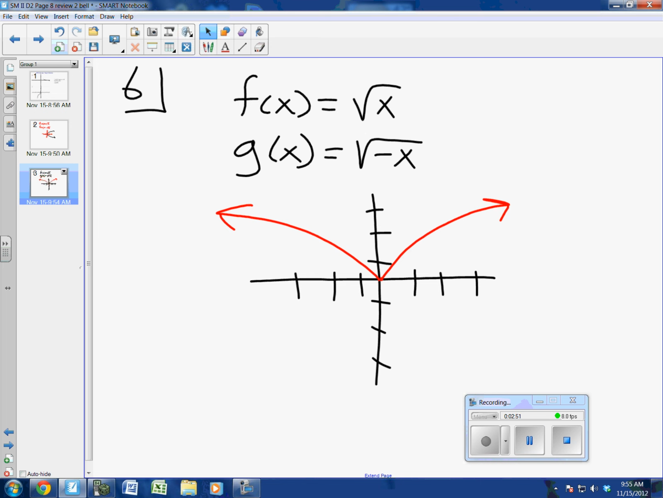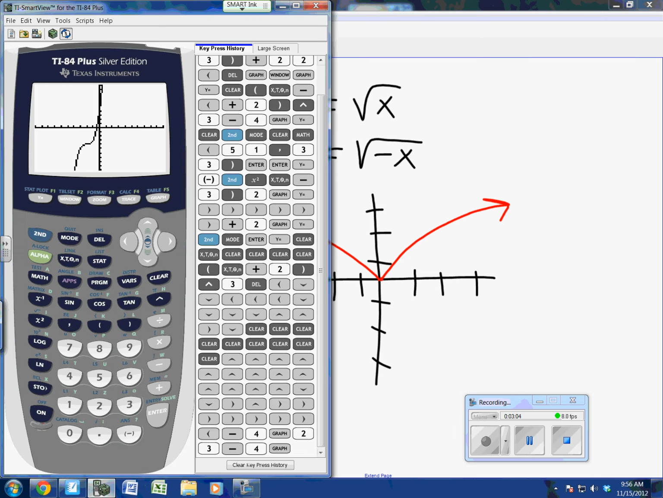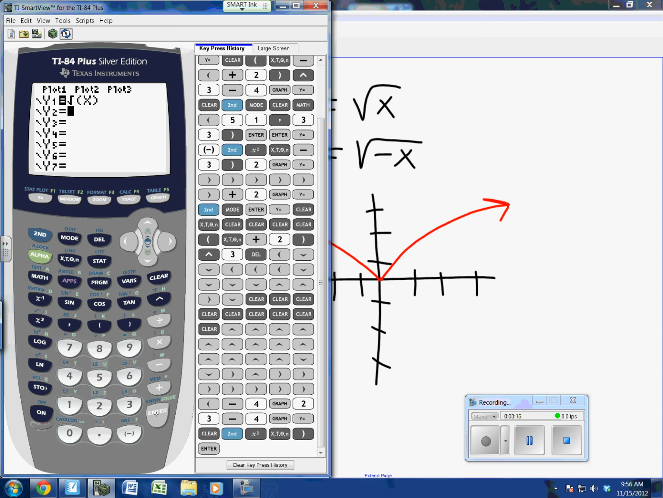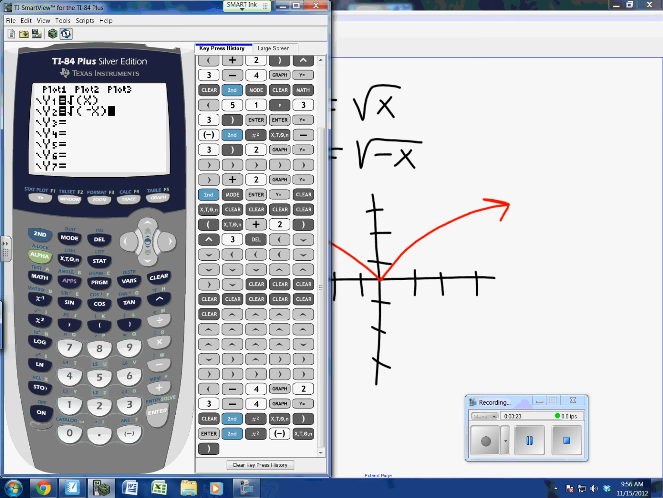Yeah, square root of negative x. Put the negative x inside the function. Is that what happened? Well, let me see if you're probably not doing it right. Let's go right here, and you'd type the square root of x and the square root of negative x inside the parentheses like that. You graph it. The first one looks like that. The second one looks like that. Got it?